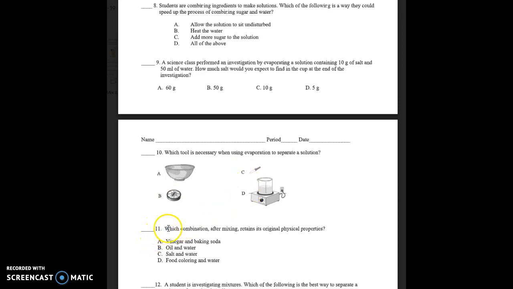Number 11. Which combination, after mixing, retains its original physical properties? A. Vinegar and baking soda. B. Oil and water. C. Salt and water. D. Food coloring and water.